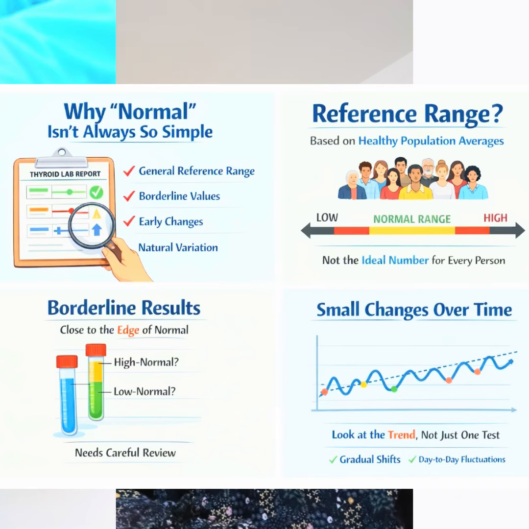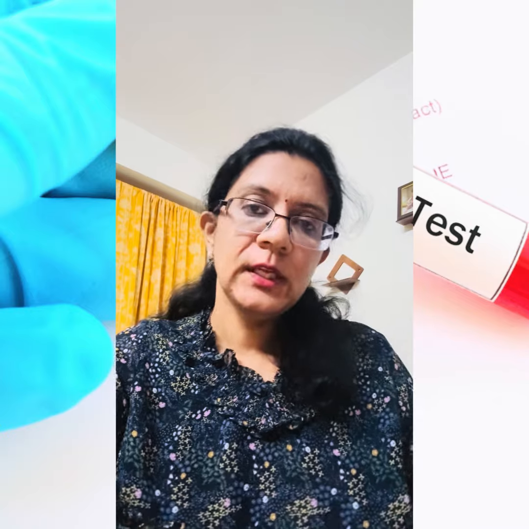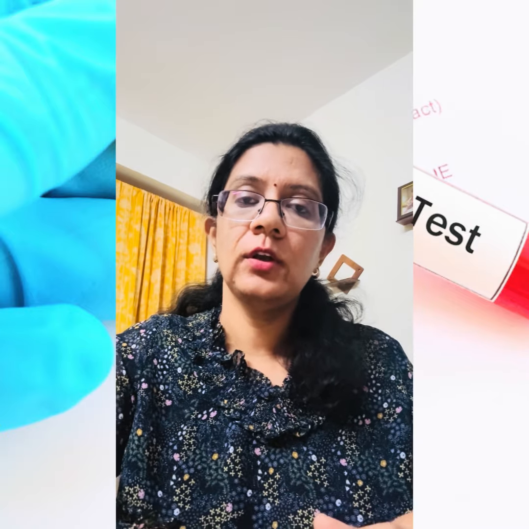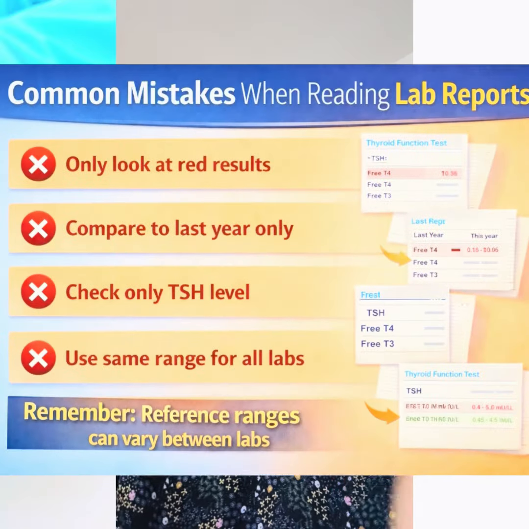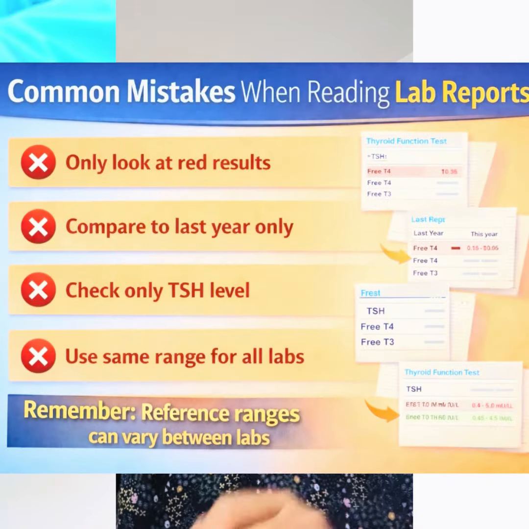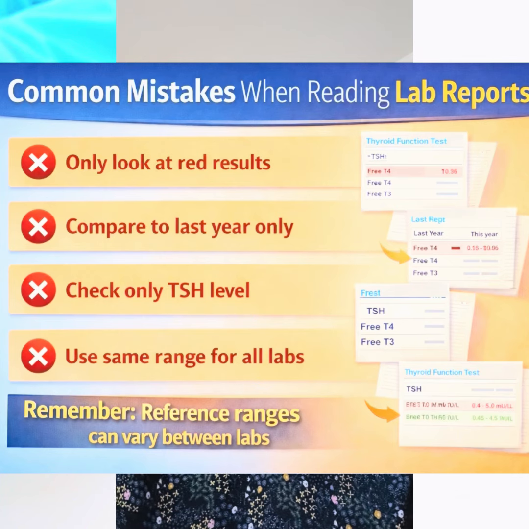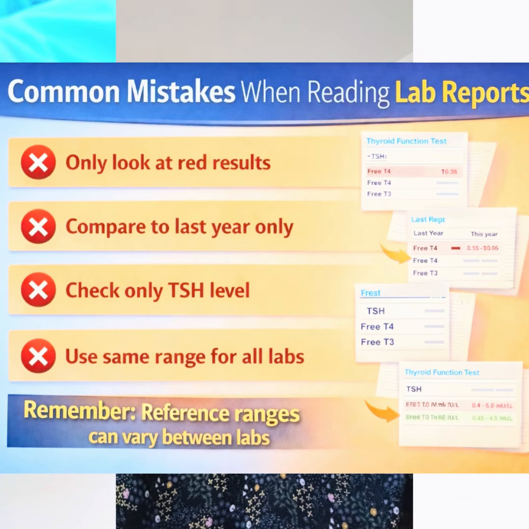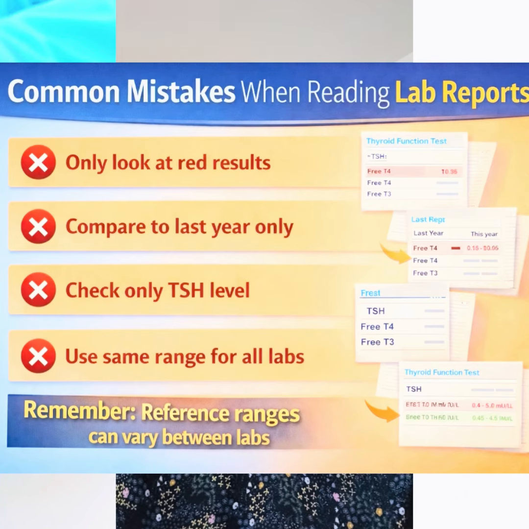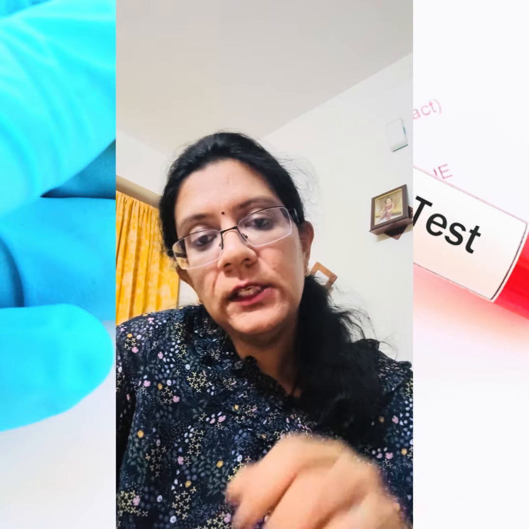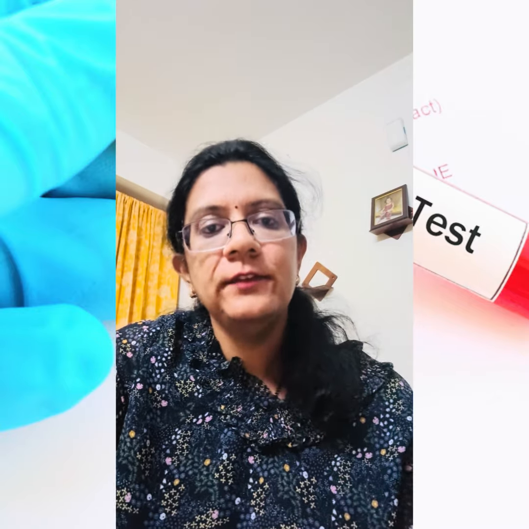What are the common mistakes we make while interpreting or reading a report? Reading or interpreting only one value without reviewing the whole panel. Second, comparing your lab reports with several other different labs without checking the reference ranges. Third, ignoring the units of measurement. And finally, repeating your test too frequently may also lead to confusion because of the normal biological variation.